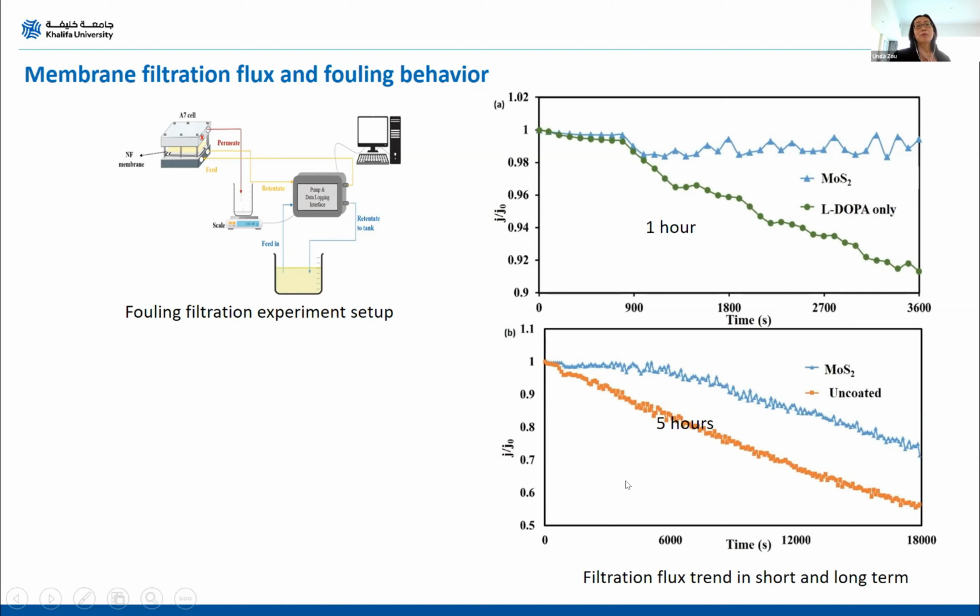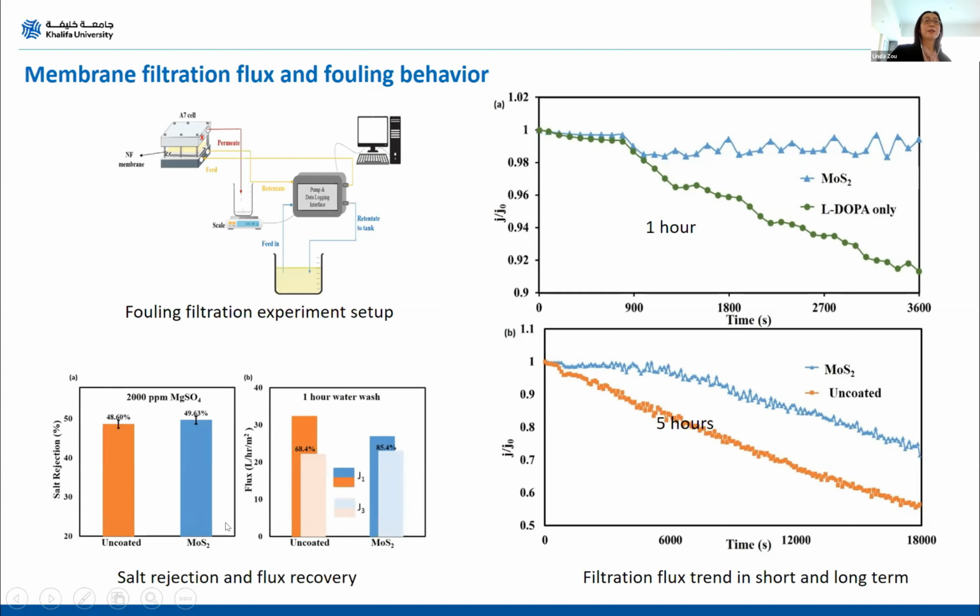The bottom graph shows the end of the 10-hour fouling experiments in a cross-flow setup. We can see the MoS2 coated has much less flux reduction compared to the neat membrane, which has much more severe flux reduction. That suggests MoS2 has quite an effective anti-fouling property. The MoS2 coating does not significantly affect the salt rejection of these commercial TFC membranes. You can see slightly increased salt rejection.